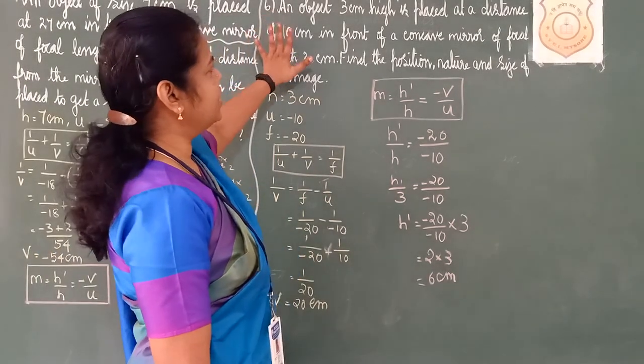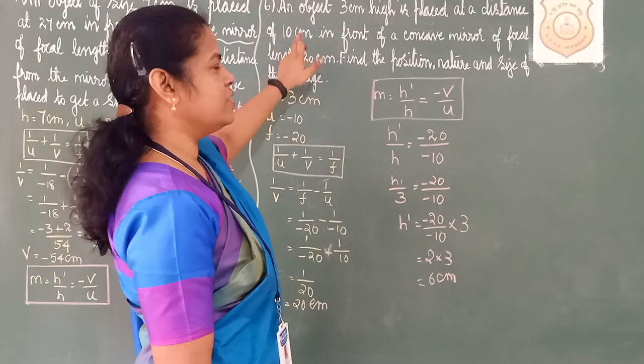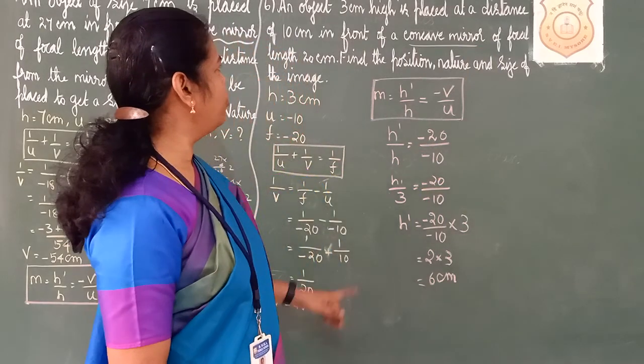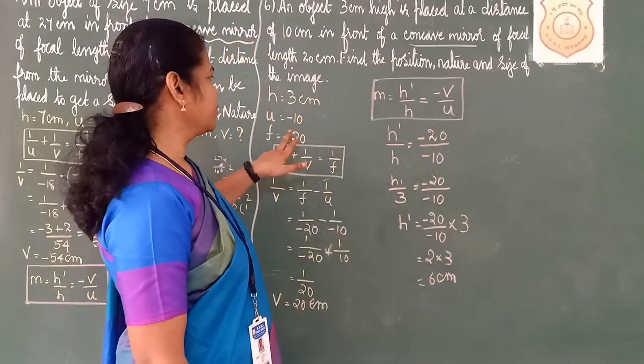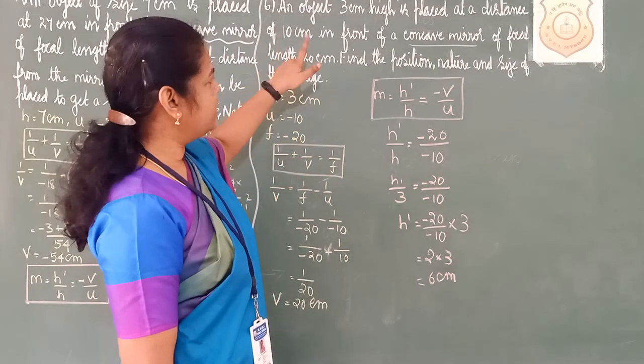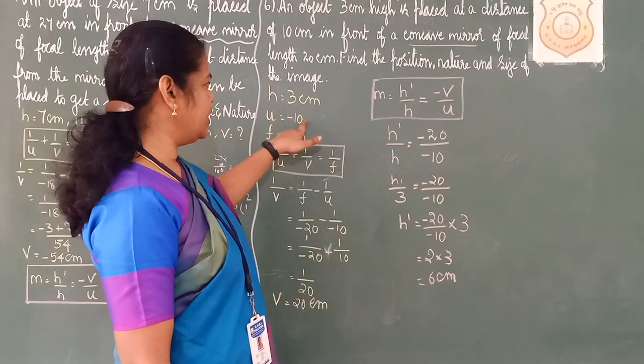An object 3 centimeters high is placed at a distance of 10 centimeters in front of a concave mirror of focal length 20. This is also a concave mirror, so the focal length is minus 20. Height is 3 centimeters. Same like that, no? u is equal to minus 10.